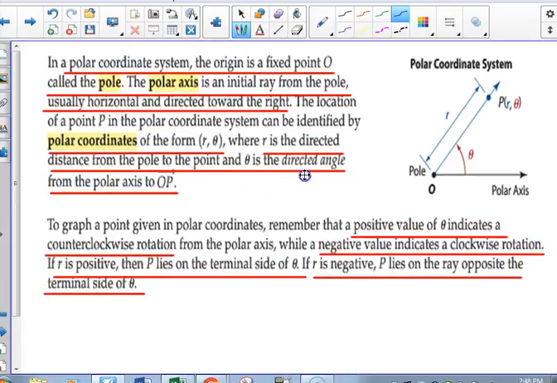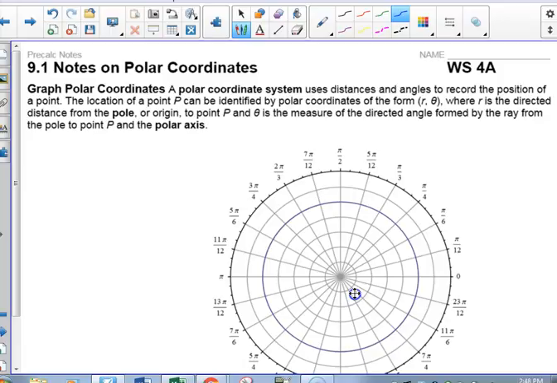So everything is now going to be named, the ordered pair is not any longer an x and a y, it's going to be an r and a theta. Theta is going to be an angle, it's going to rotate around. R is going to be a radius, because our graph paper is going to look like this.